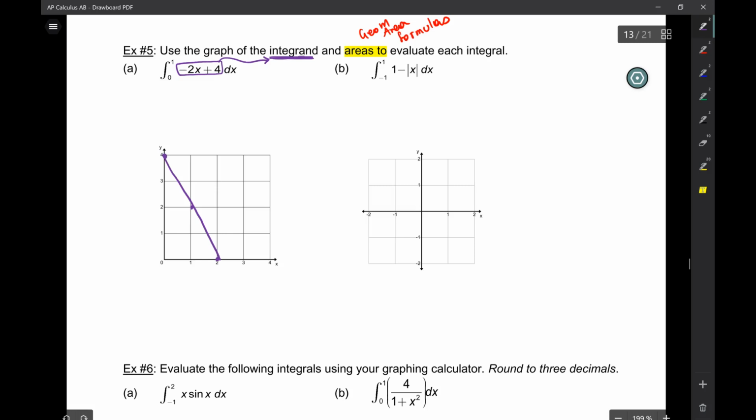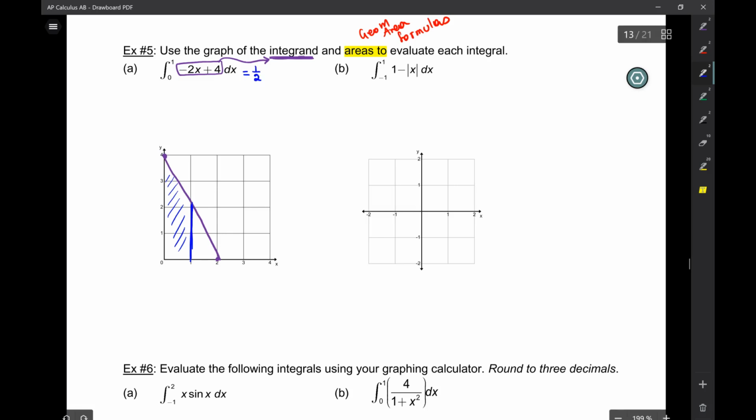Okay, now let's go back to what I'm asked for. I'm asked for the area from 0 to 1. So the area from 0 to 1 is this. What shape is that underneath? That's a trapezoid. So now if it says use areas to find it, the formula for the area of a trapezoid is half times height times base 1 plus base 2.